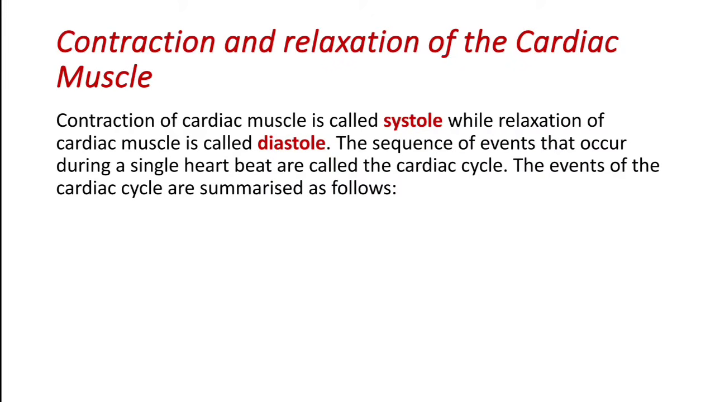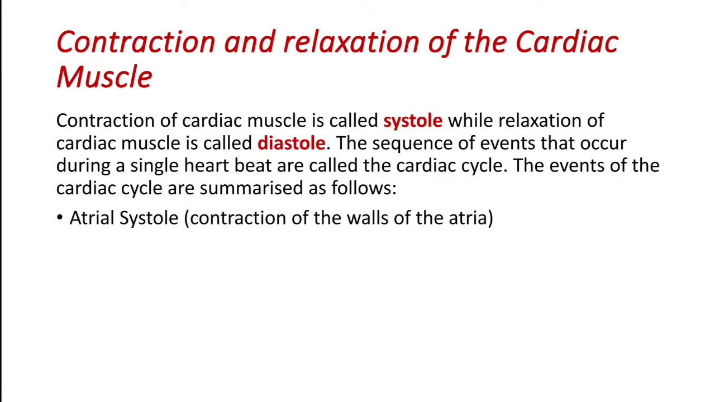Now, the events of the cardiac cycle are summarized as follows. So, atrial systole. We know that atrial systole is referring to the walls of the atria. Remember, yesterday we looked at the structure of the heart. Are you following, my student? We looked at the structure of the heart, and we said that the heart has got 4 chambers. The top chambers are known as the atria. The bottom chambers are known as the ventricles.